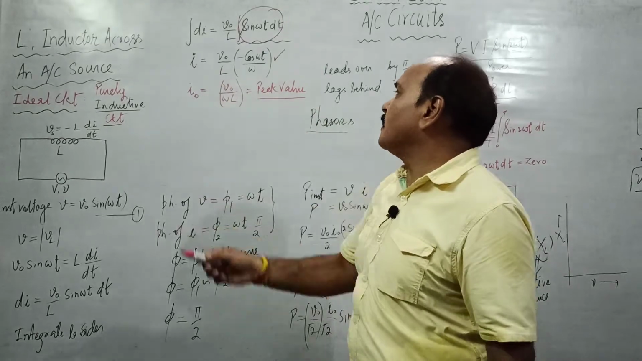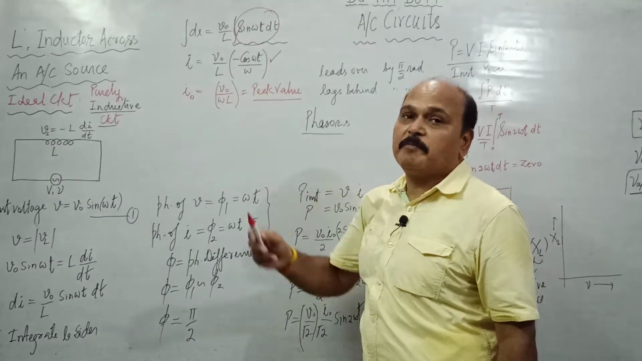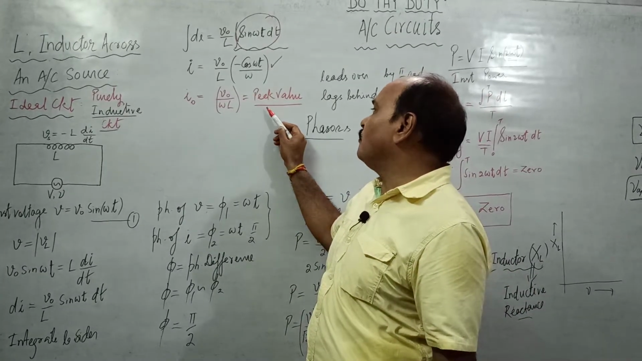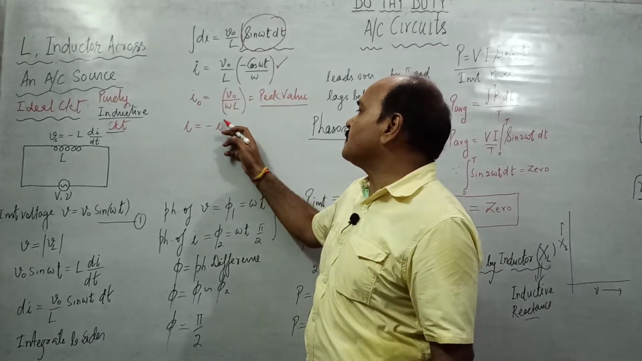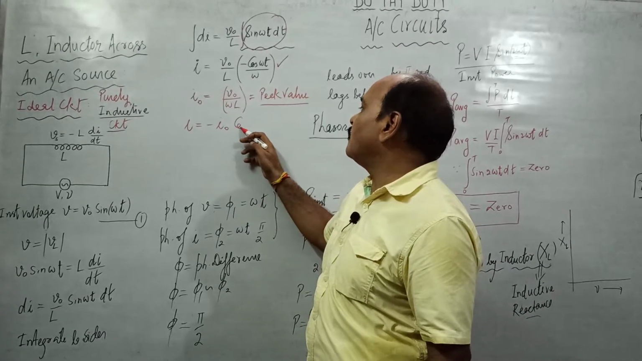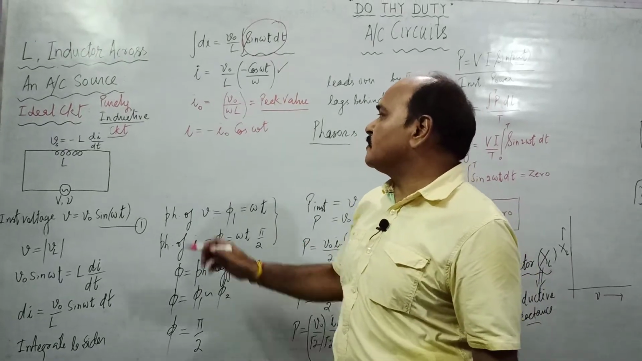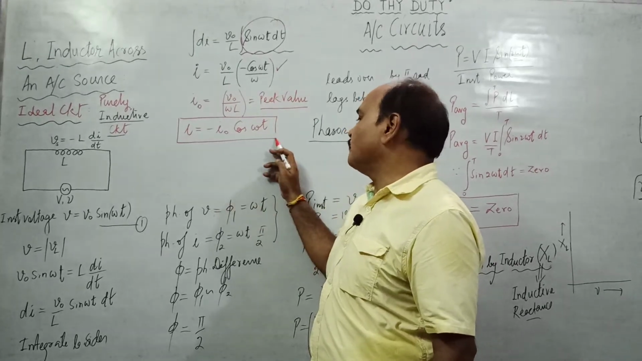And this peak value of current is when cos of omega t is minus 1. Minus 1 becomes plus. Anyway, V naught by omega L is I naught, the peak value of current. And if we write that here, we get I equals minus I naught cos of omega t. This is the instantaneous value of current.